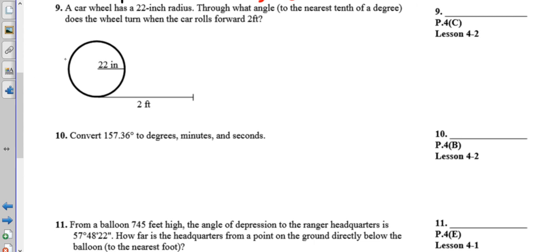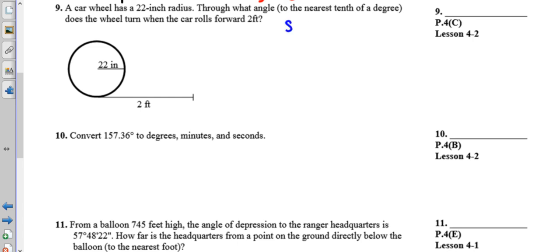Number 9, a car wheel has a 22-inch radius as shown here. Through what angle to the nearest tenth of a degree does the wheel turn when the car rolls forward 2 feet? So this 2 feet, if you think about the wheel rolling, is kind of like the circumference touching it or the arc length. So we had formulas earlier.